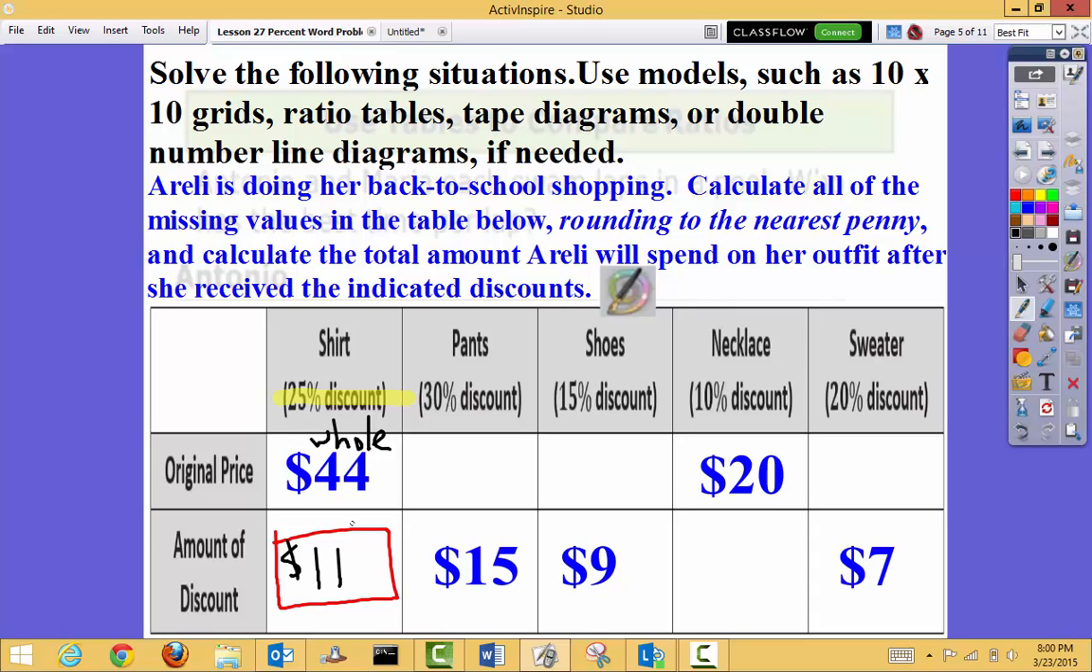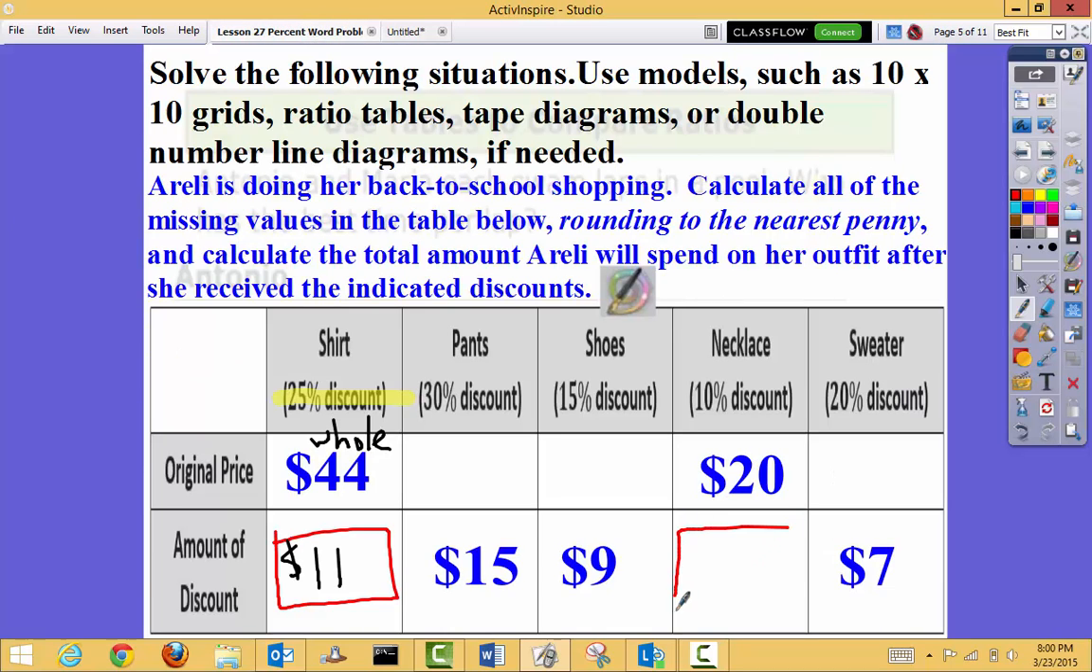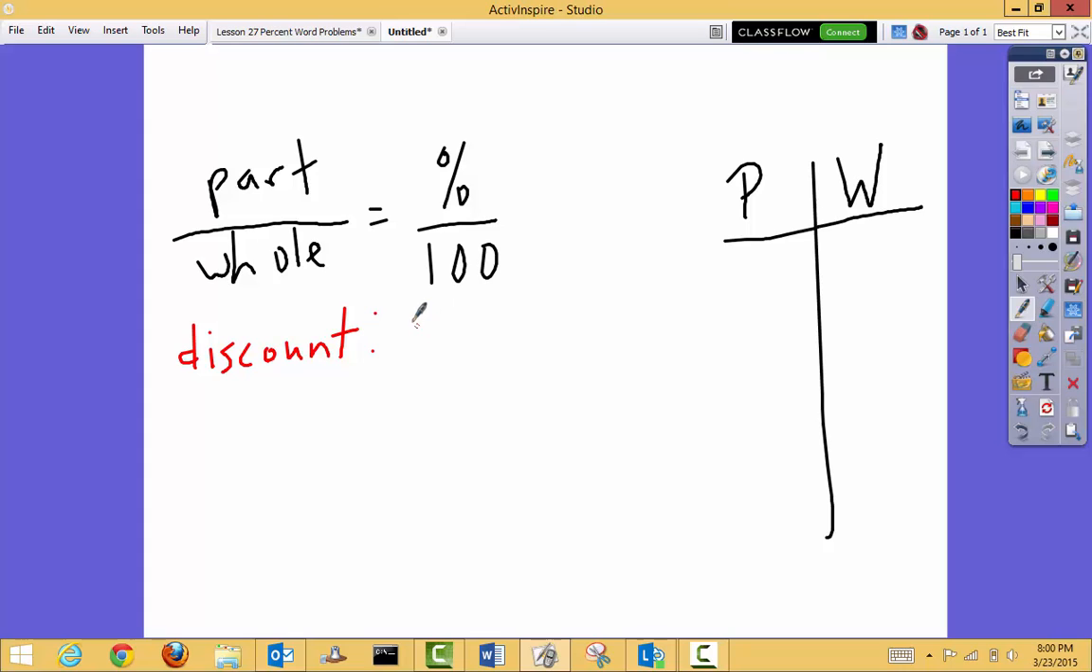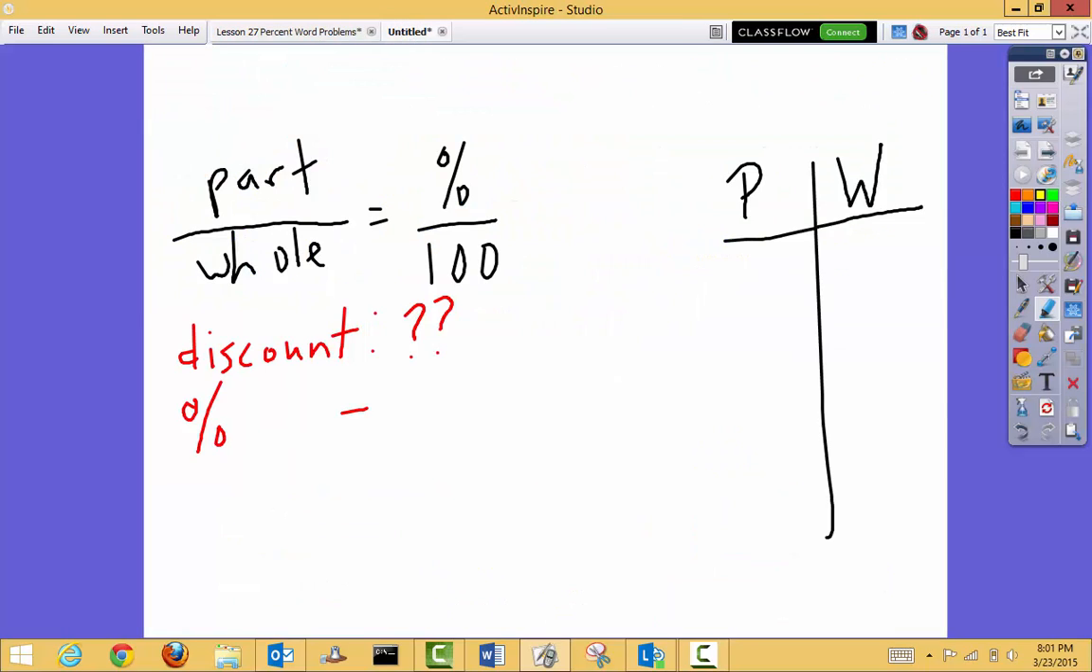Now, let's go to another one that's very similar. My necklace. 10% discount, $20. So I'm going to start. What is my discount? Well, let's refer back. Discount, I don't know again. So that's what I'm going to be looking for. What I do know is the percent. What is the percent? The percent is 10. So I'm going to put 10 down.